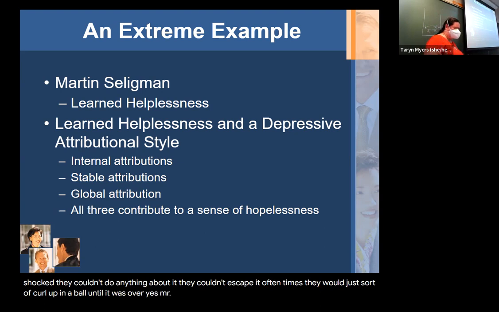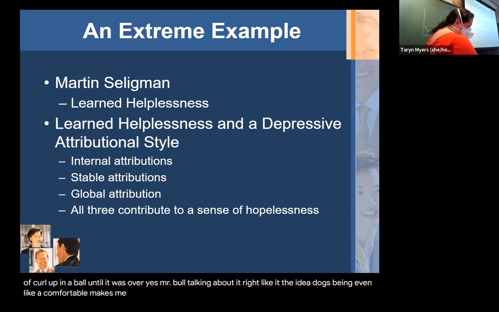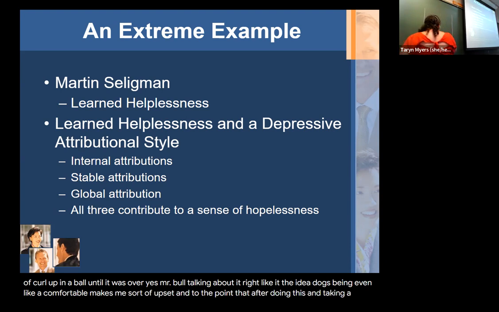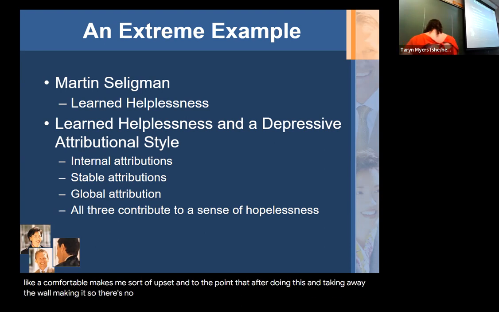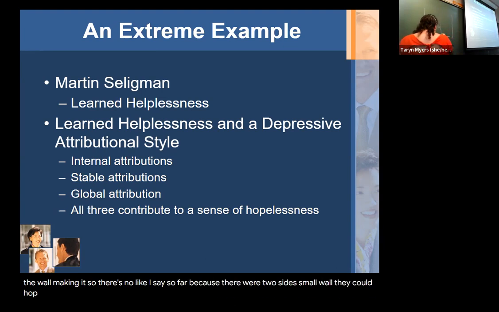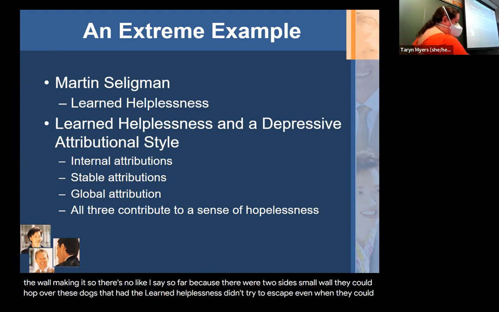Yes, miserable talking about it, right? Like the idea of dogs being even uncomfortable makes me sort of upset. And to the point that after doing this and taking away the wall, making it so there was, I guess they still probably had, because there were two sides, a small wall they could hop over. These dogs that had the learned helplessness didn't try to escape, even when they could.